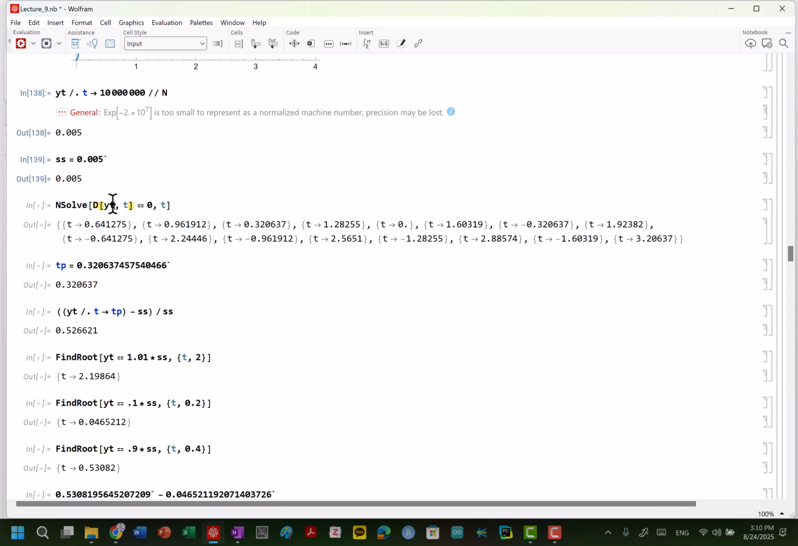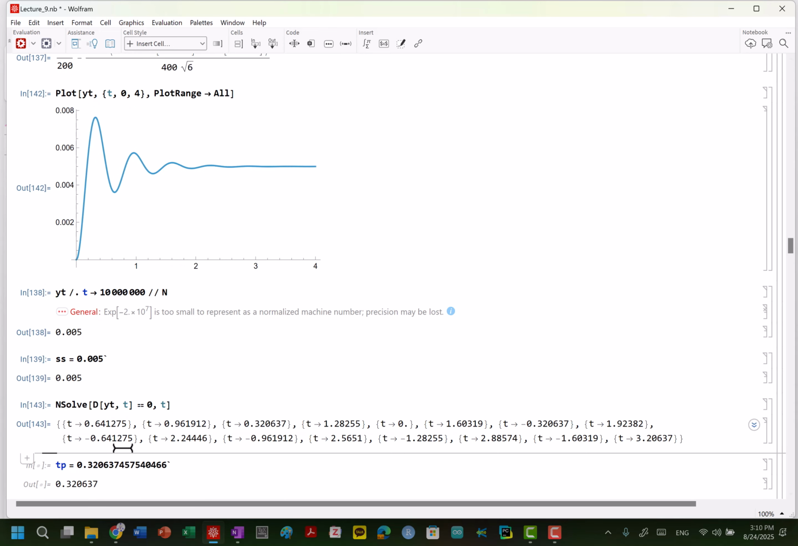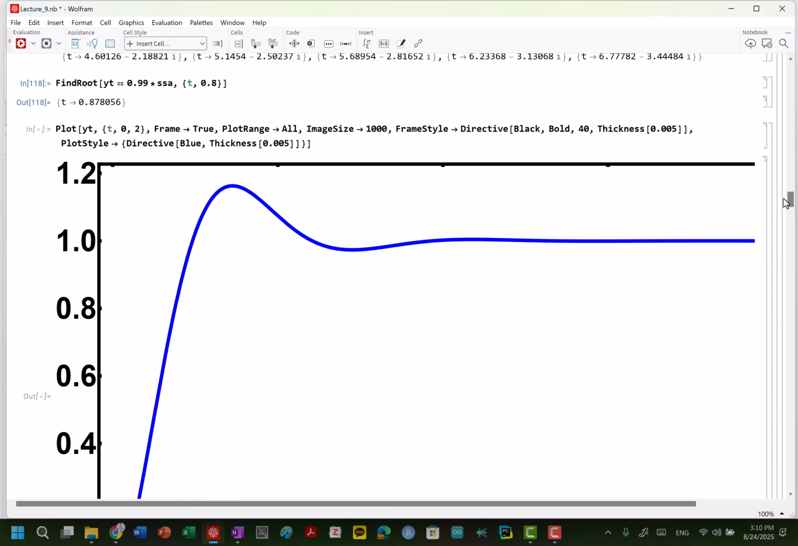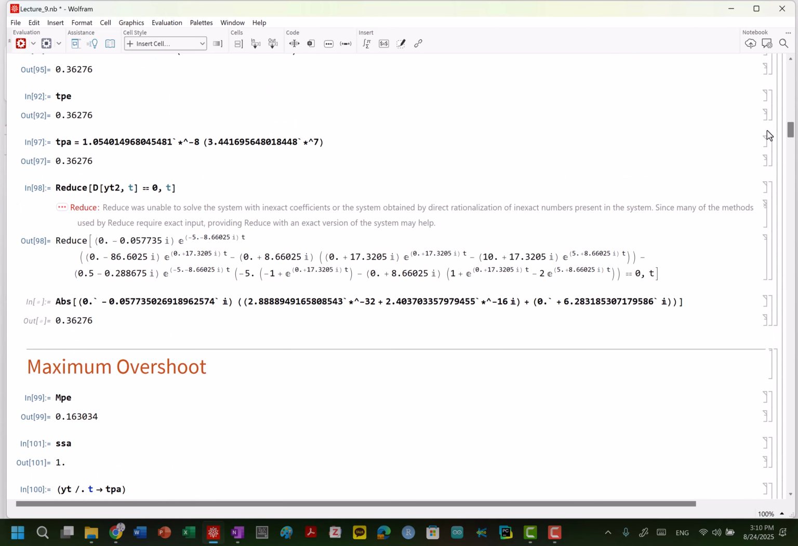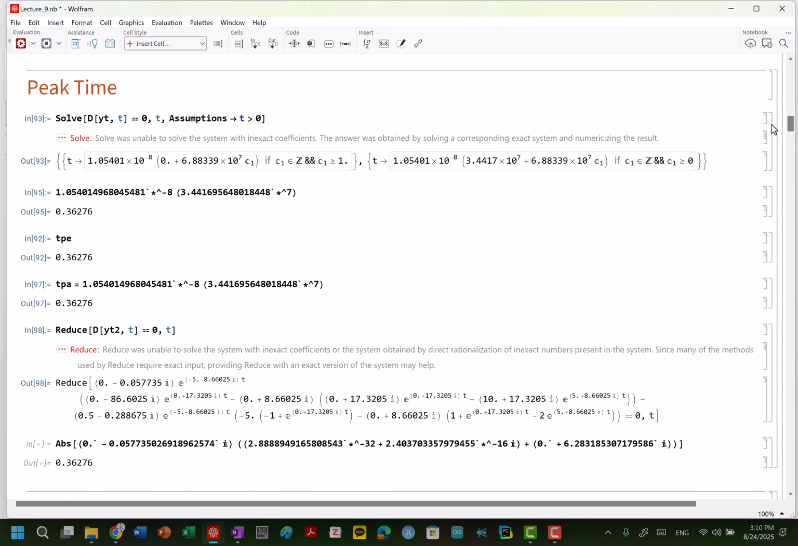Let's say, actually we can just calculate here. Now remember, this is very important: we need our t to be greater than 0. The peak time is going to be the first value here, so 0.32. And we can see we're not even capturing it, because for some reason it's seeing negative. Again, it's having trouble finding it. So what I'm going to do is take my find root, just like we did over here.